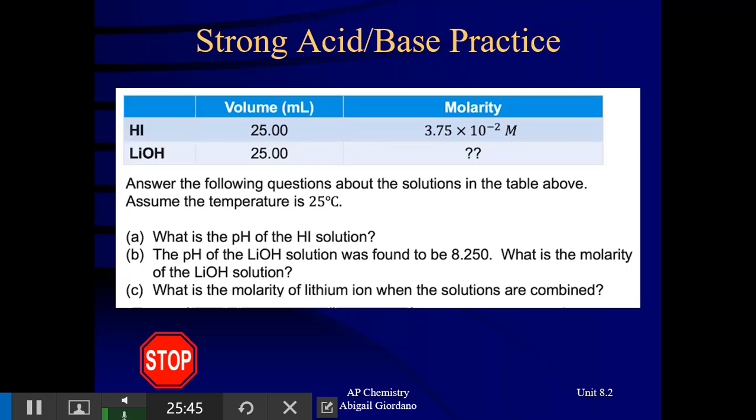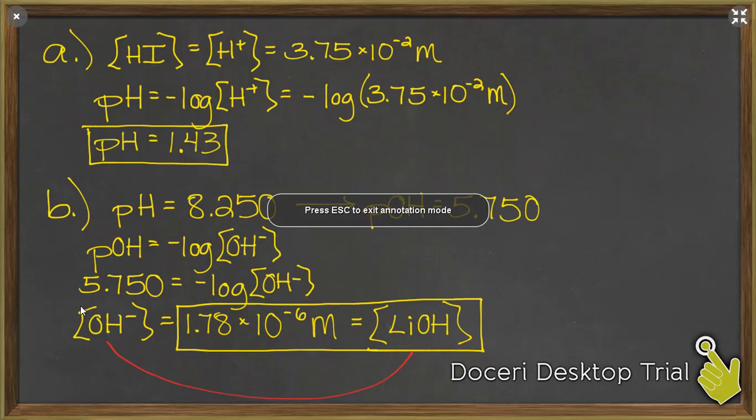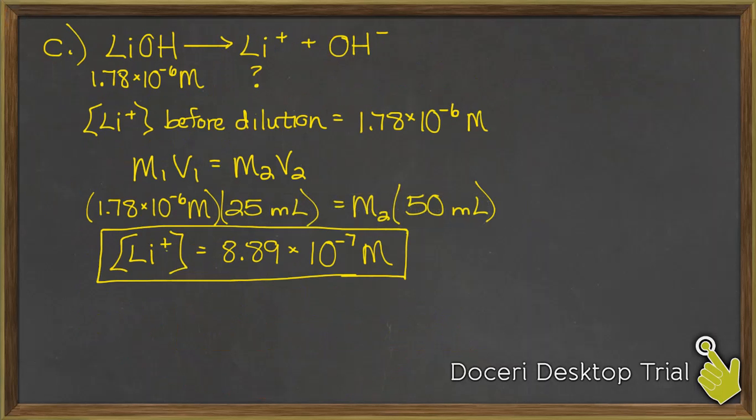Last part, we're going to take these two solutions and we're going to pour them together. And it says, what is the molarity of the lithium ion when these solutions are combined? Okay, well, in the previous part, letter B, we just found the molarity for LiOH. I know that the molarity of Li plus, before we pour that other solution in there, is going to be the same. They're in a 1-to-1 ratio. So that's the same number.